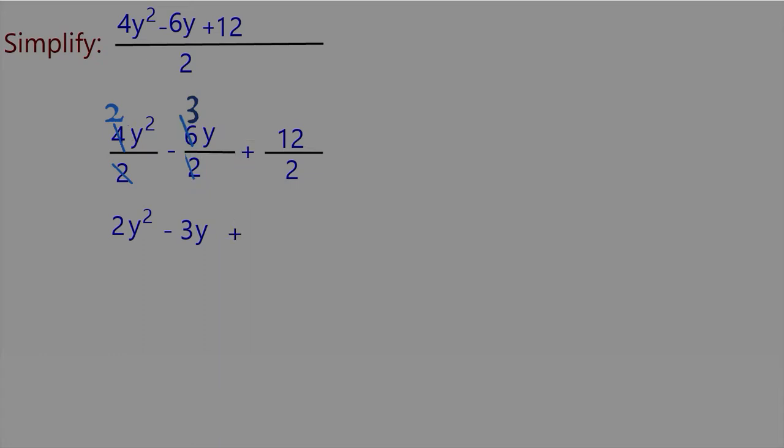Then move over to work out the last fraction. 12 divides into 2, gives 6. We are now finished with the first example. We got an answer of 2y squared minus 3y plus 6.